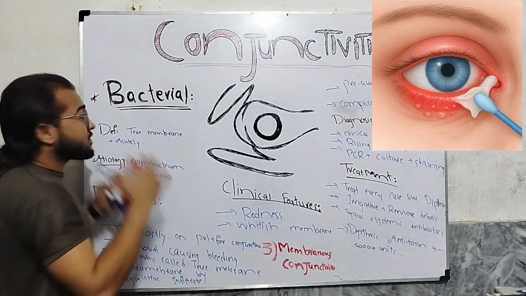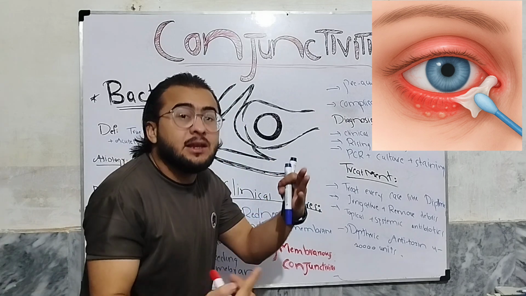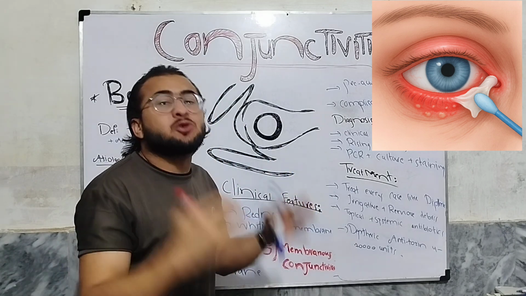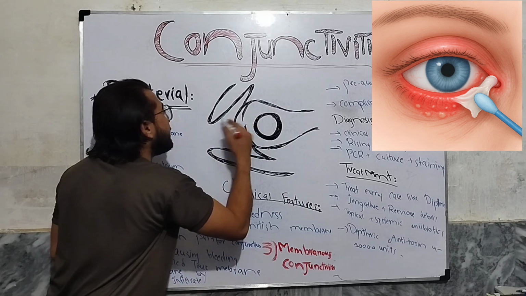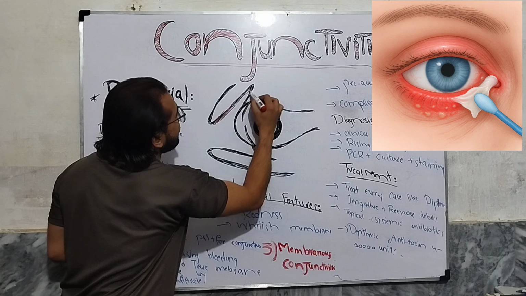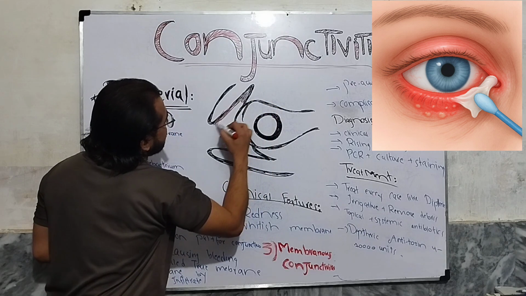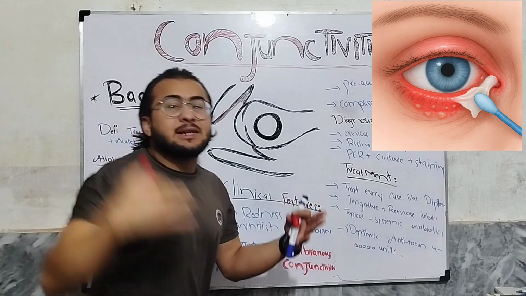Membranous conjunctivitis is characterized by redness of the eye and the formation of a true membrane. There will be the formation of a true membrane on the conjunctiva, mainly on the palpebral and fornical conjunctiva, and these symptoms will present acutely.